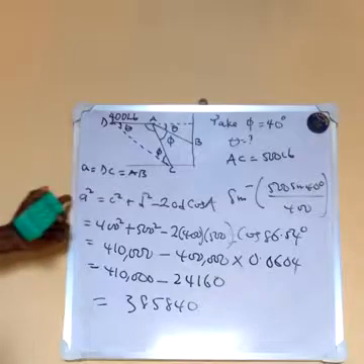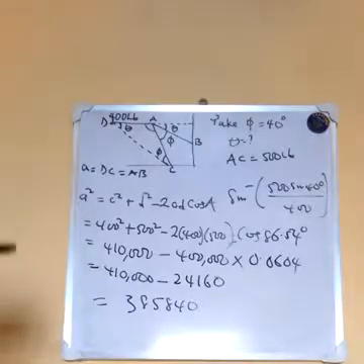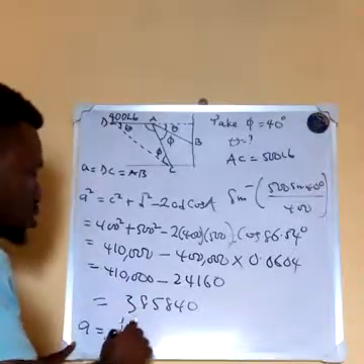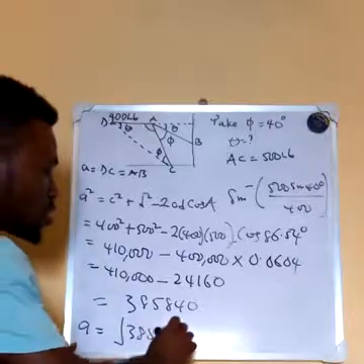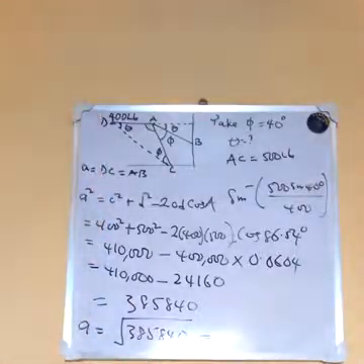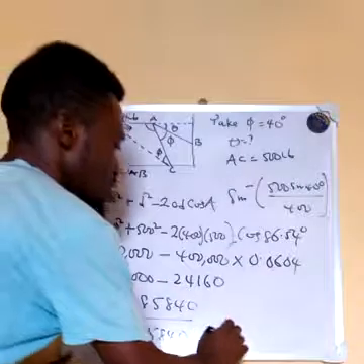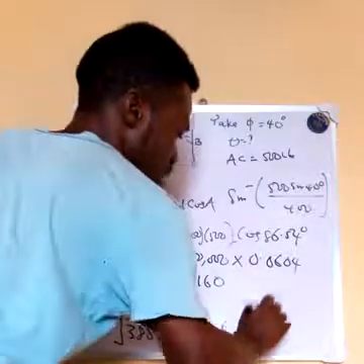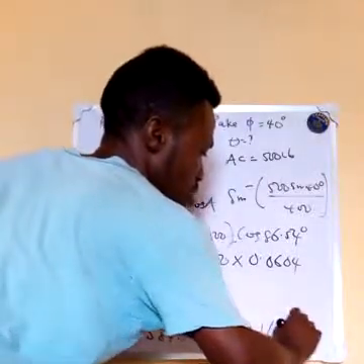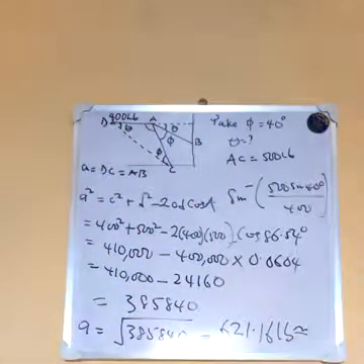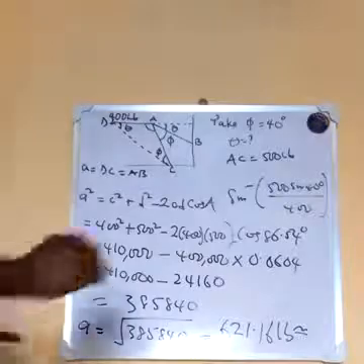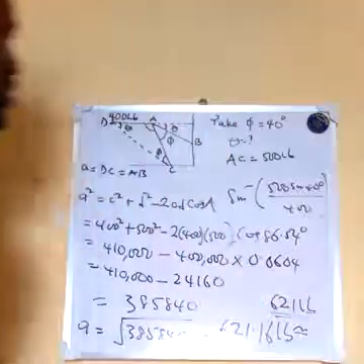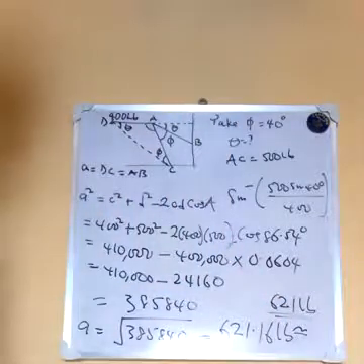But don't forget, you're looking for a, not a square. So to get a from the square, you're going to take the square root of this one. So a now is the square root of 385,840. When you get the square root of this one, the result is 621.16 lb. So you can take it now to the nearest whole number. So you have it to be 621 lb. That is it. Then it's done.